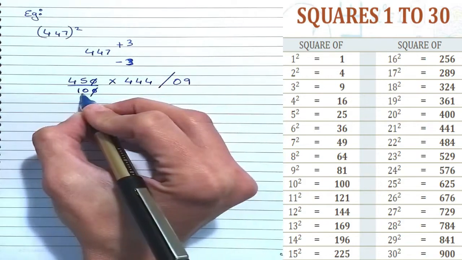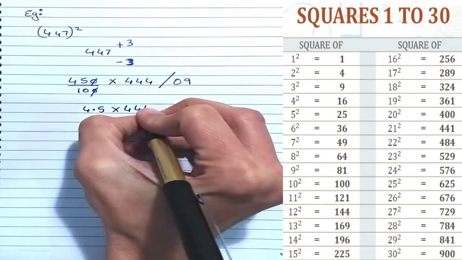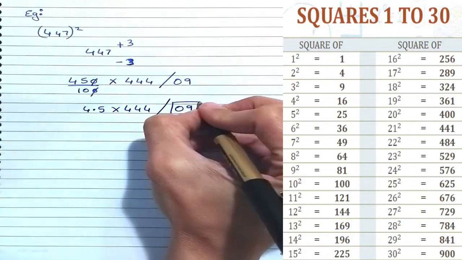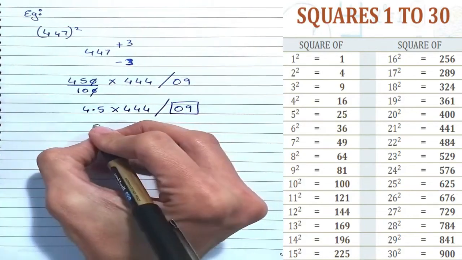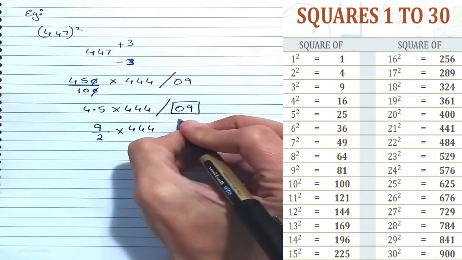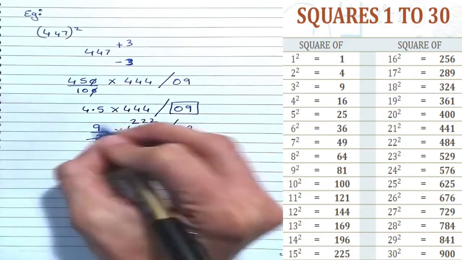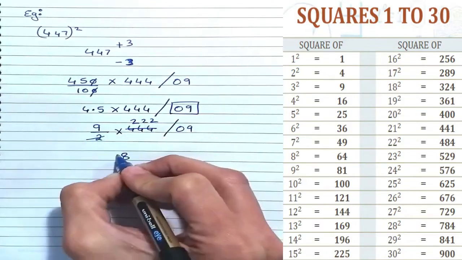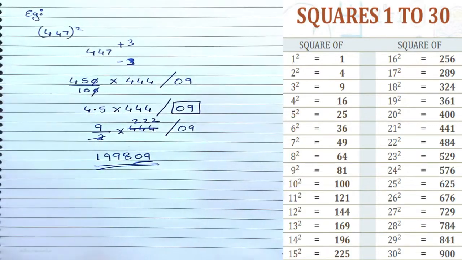Because we are going to divide this 450 by 100. Okay. So we are using 2 zeros. So we can use 2 numbers from our square, right? So now 45 divided by 10 would be 4.5 multiplied by 444 and 09 as it is. Now 4.5 we can also write as 9 by 2. Okay. And then just divide 444 by 2 and then multiply 222 by 9. So it will be 1998 and 09 as it is. So our answer is 199809. So isn't this simple?